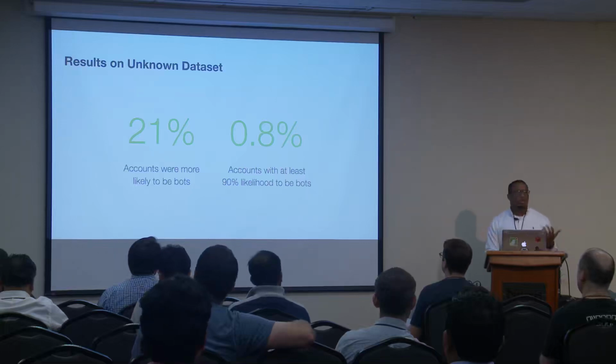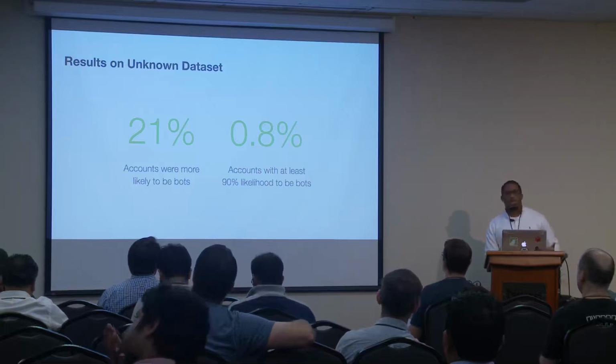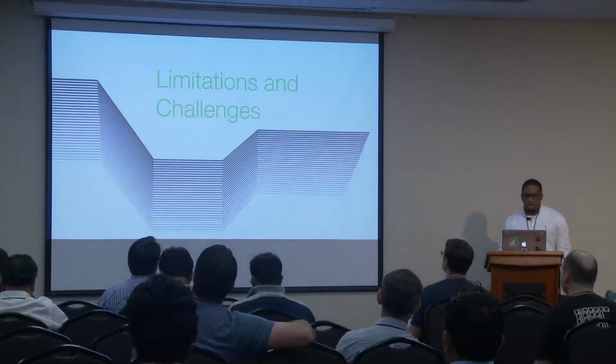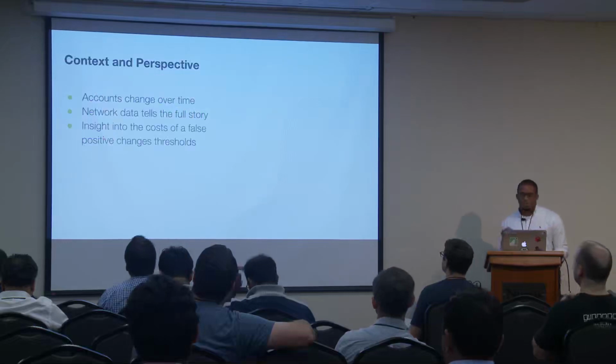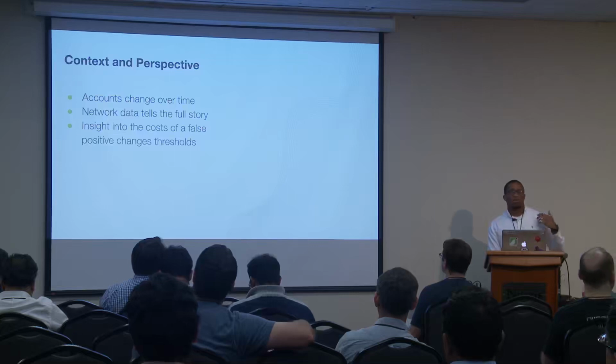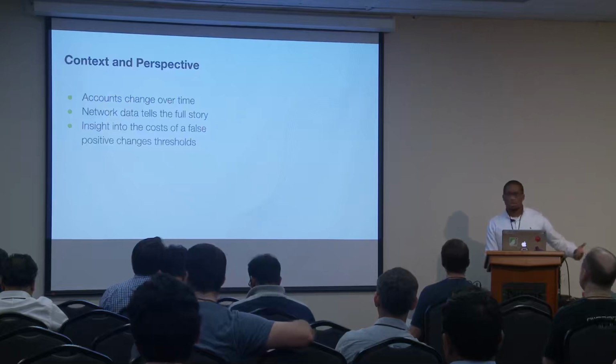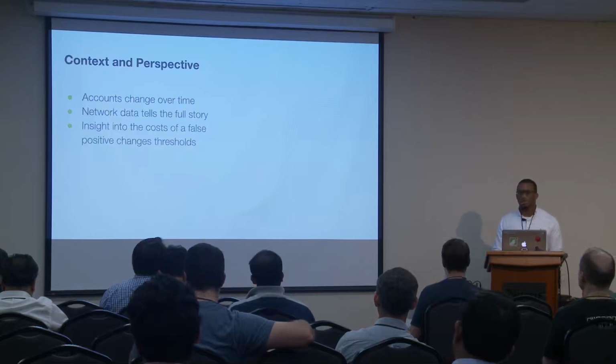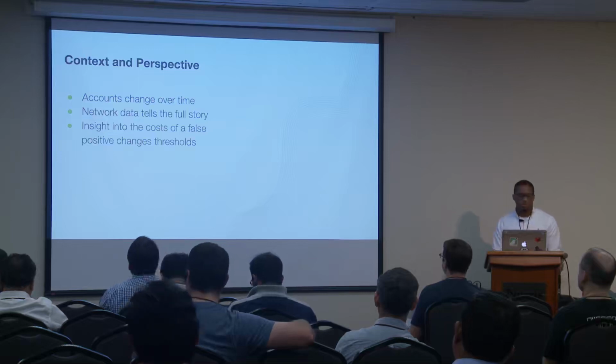But it's important to talk about, again, the limitations and challenges associated with doing classification. Context and perspective. Accounts really change over time. In the beginning of this presentation, I talked about how we only collected the last 200 tweets. So if an account was behaving like a bot in the previous 200 tweets before the ones we collected, then our classifier would mislabel this particular account.